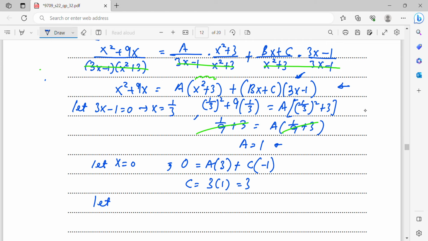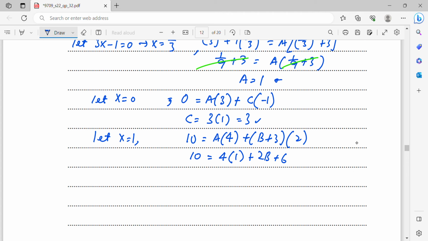Now you can let x be any other number. I will let it be 1. So left hand side 1 squared plus 9 times 1 is 10. Alright, so a bracket 1 squared plus 3, which is 4, plus b times 1, I get b, plus the c. c I will replace by 3. Bracket 3 times 1 is 3, it's here. Then 3 minus 1 is going to be 2. Alright, so now 10 equals 4a. My a is 1. Then plus 2b plus 6.